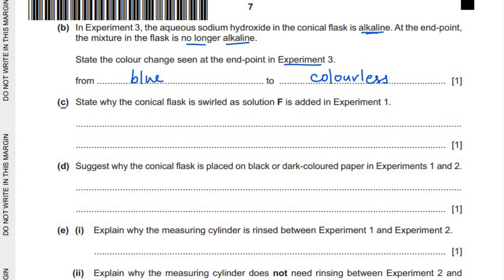Now question C is state why the conical flask is swirled as solution F is added in experiment 1. The simple answer is that the reactants should mix thoroughly so that the reaction is seen properly. So the reactants should mix properly. Or we can also write that to mix the reactants we are swirling the conical flask continuously.